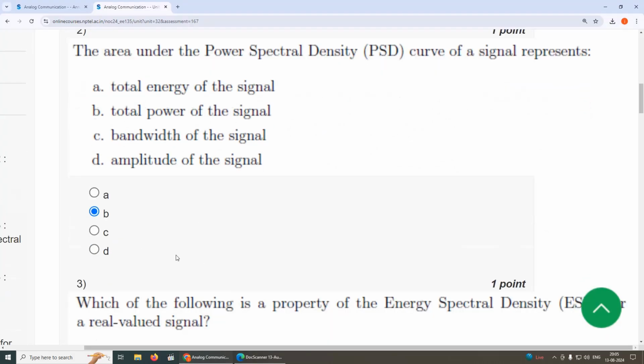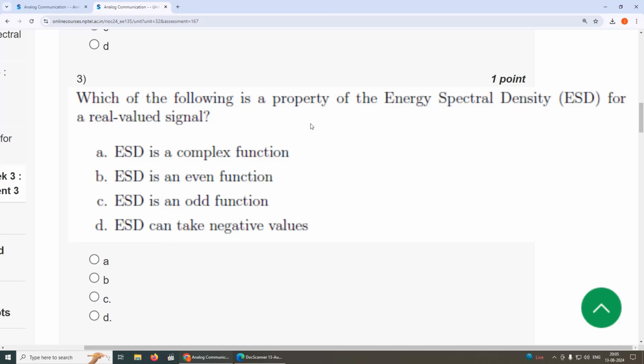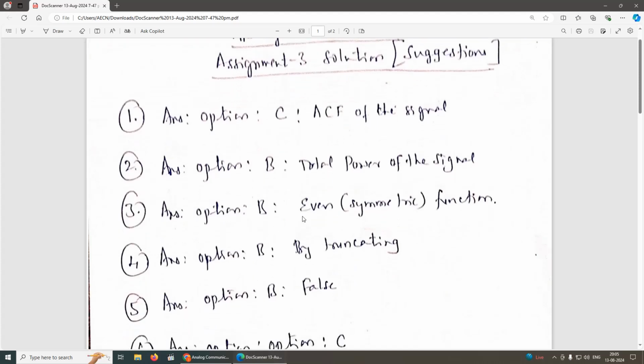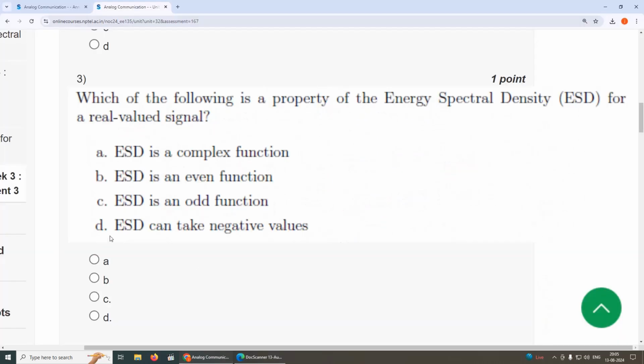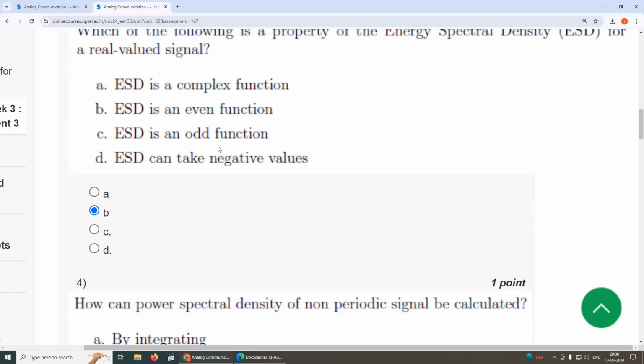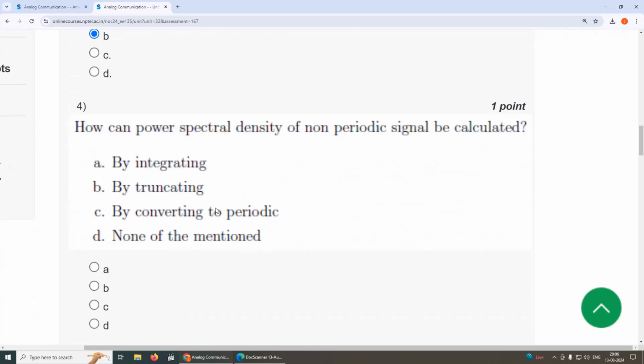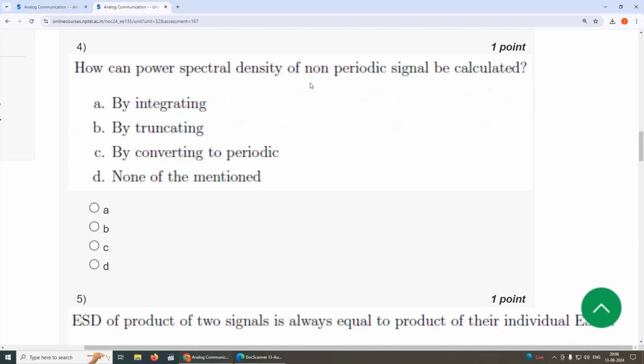Third one: which of the following is a property of energy spectral density for a real valued signal? The answer is even. Option B, even symmetric function.